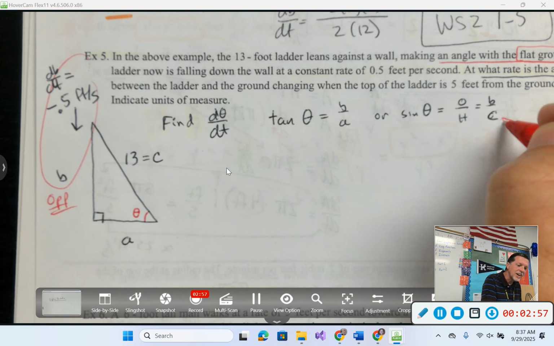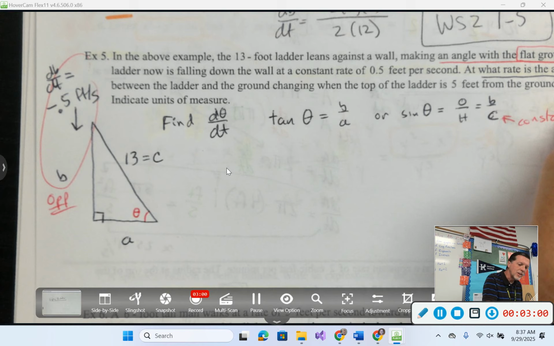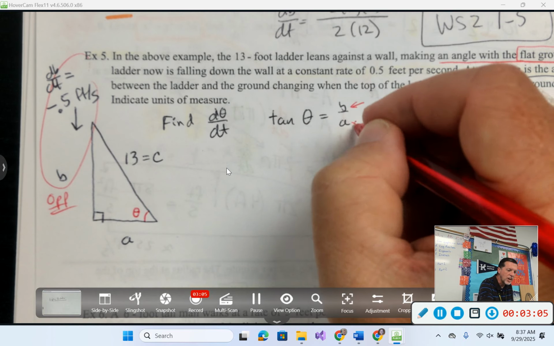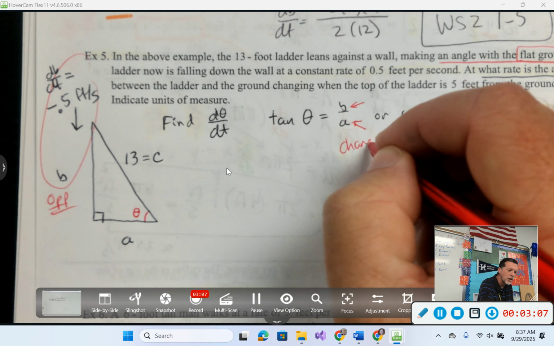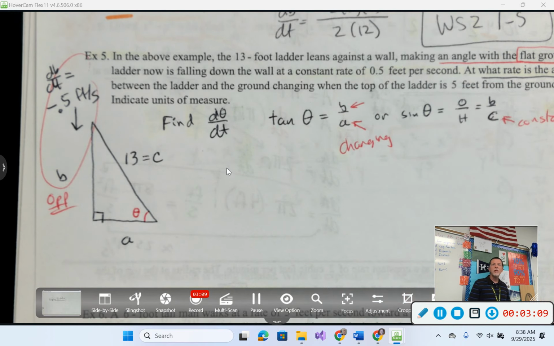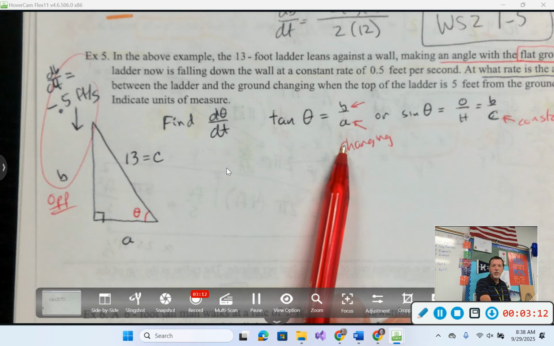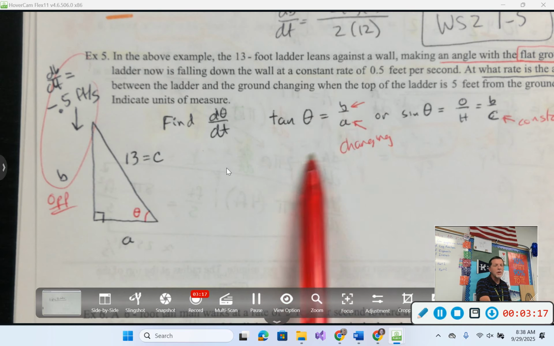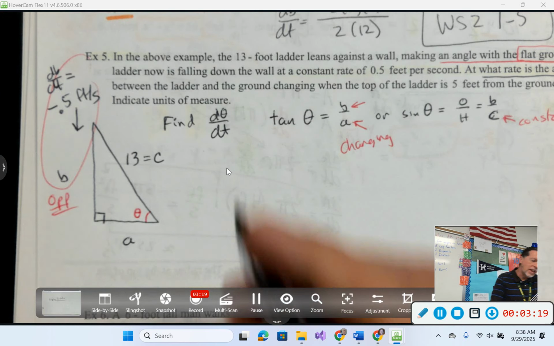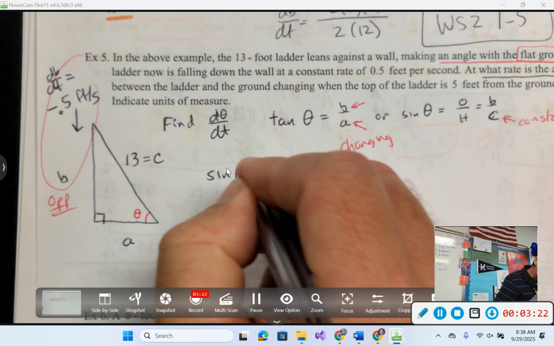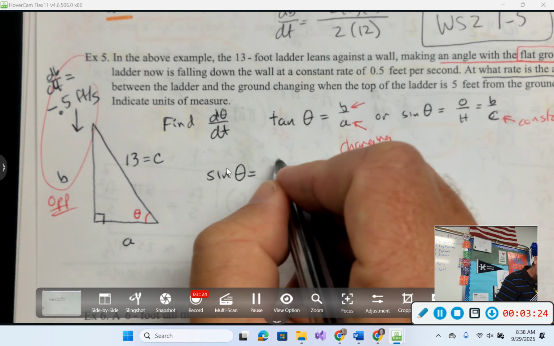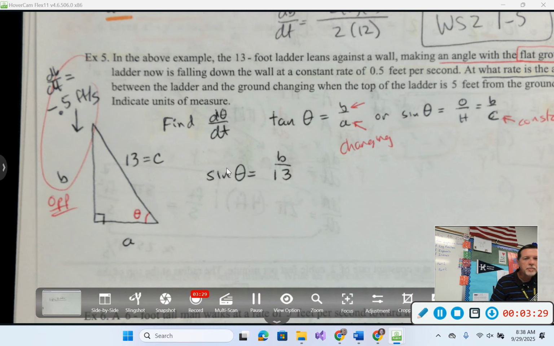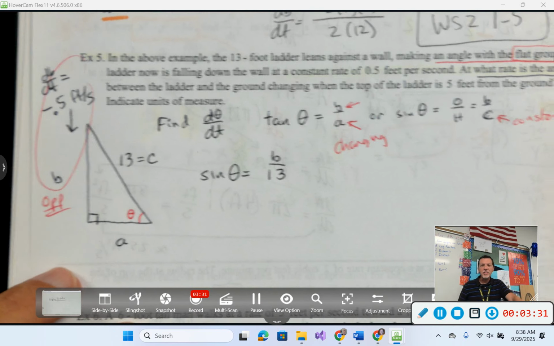Yeah, since c is a constant, this is going to be way easier. For tangent, both of those are changing. B and A are both changing. So that would require the quotient rule, and then dA dt would show up, but I don't even have dA dt. So I think you could work it that way, but that would be a pain. So instead, let's go sine of theta equals b over, and in fact, I'm not even going to put c, I'm going to put b over 13, because the 13 is fixed.